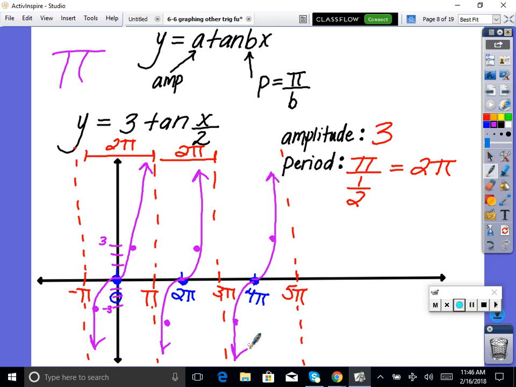Because cotangent works the same way as tangent. It's just decreasing from left to right, and then it is shifted over. The asymptotes are at different places for cotangent, but yes, it works the same way.